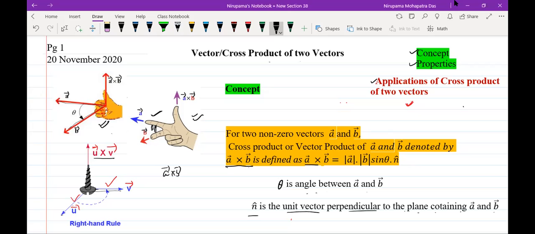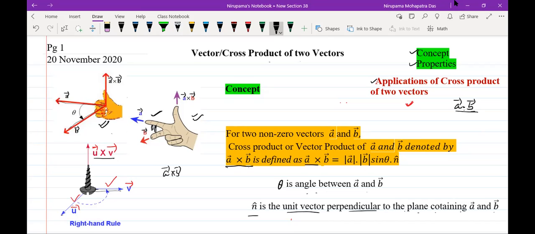Like in case of dot product, we used to write A dot B, the dot was prominent, and we read it as A dot B. We do not read it as A into B. Similarly, A cross B. So this cross should be prominent. It should be clearly visible. We read it as A cross B, not A into B.